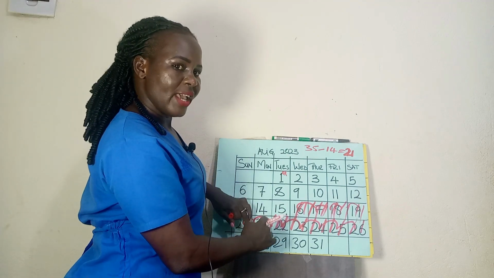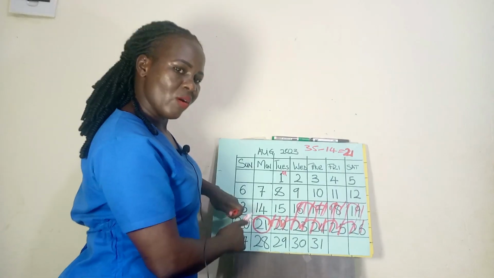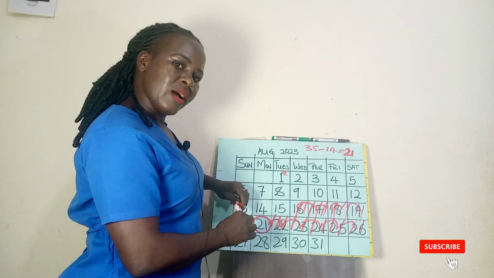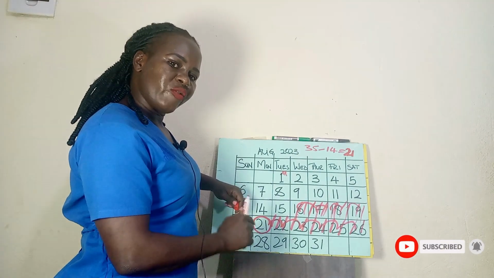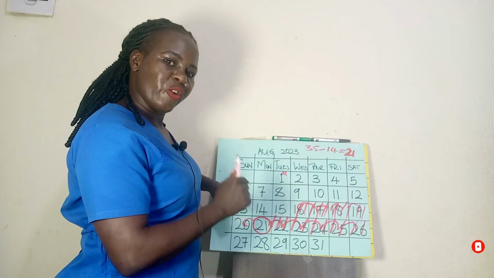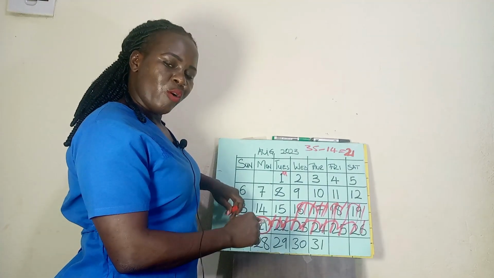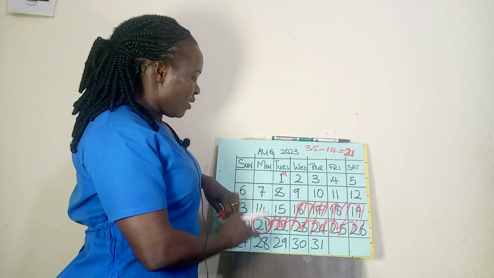Why are we counting days after the ovulation day? Because the egg stays in the uterus for about 12 days, between 12 days to 24 days, before it dies or before it becomes inactive.